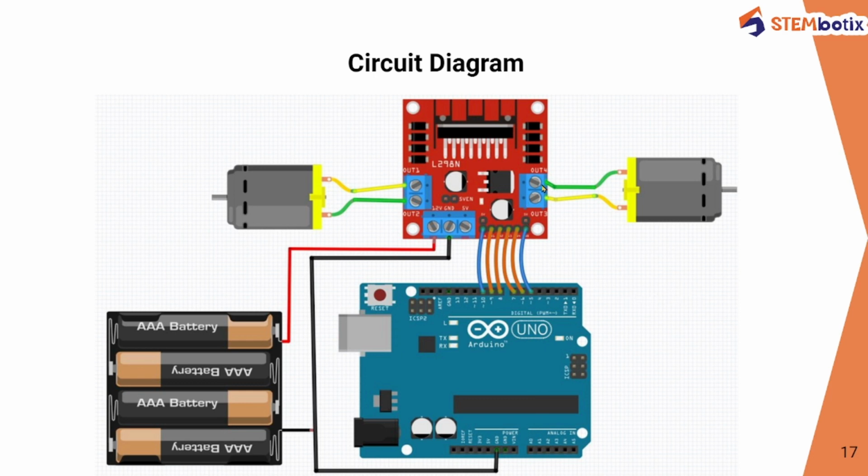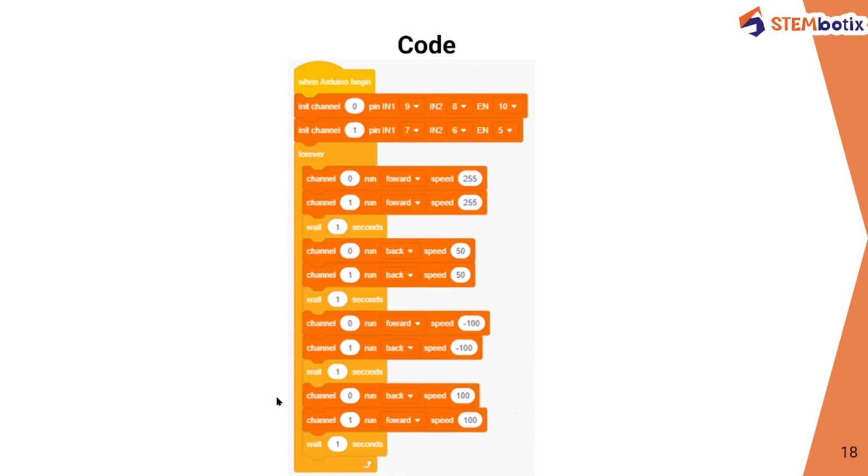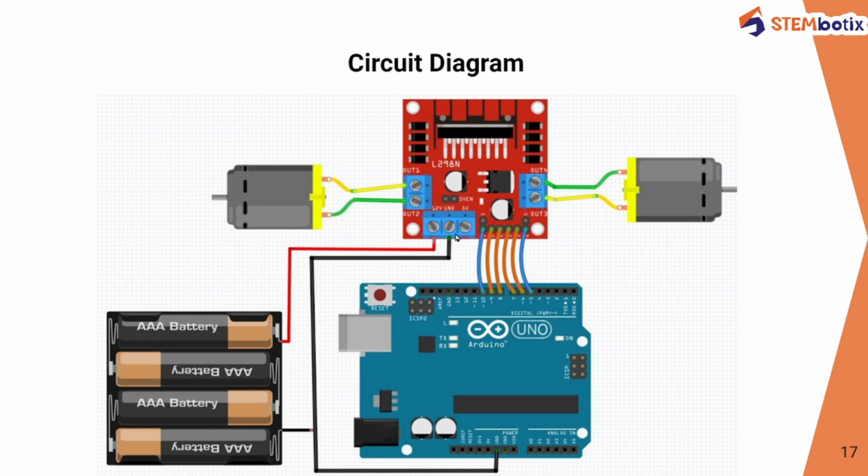As you can see here, we have connected two motors, one here and one here. The two terminals of the motors are connected through these two, and this motor is connected to here. After that, we have connected the battery's positive to this 12 volt pin and the battery's negative to this ground pin. Also, the ground pin is connected to the Arduino's GND pin.